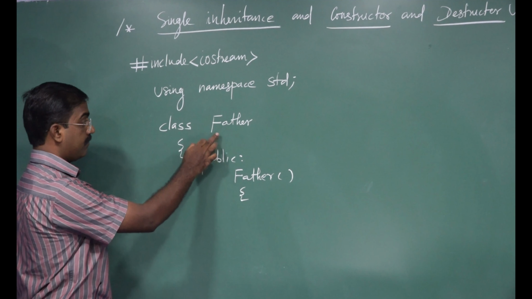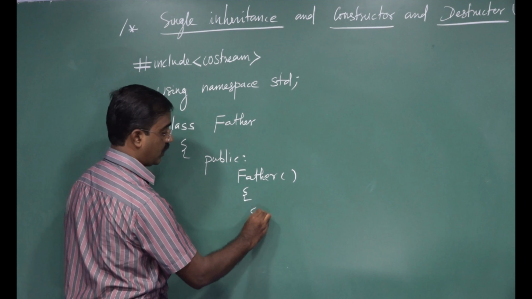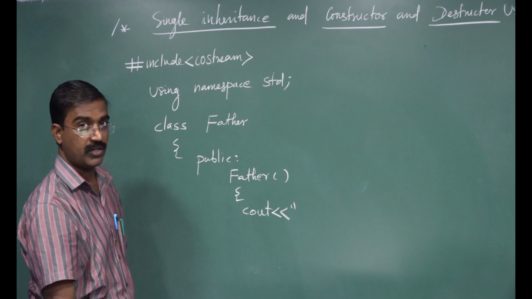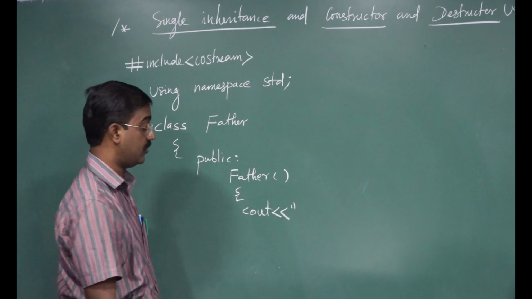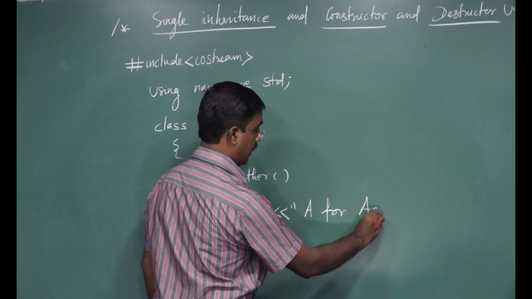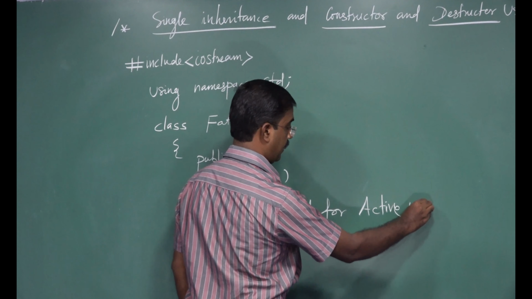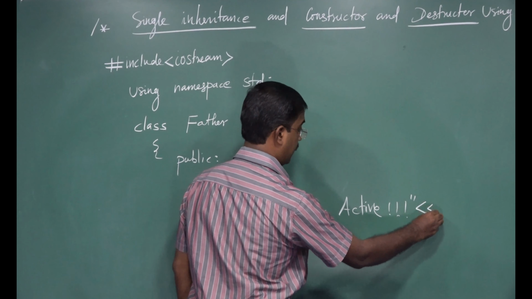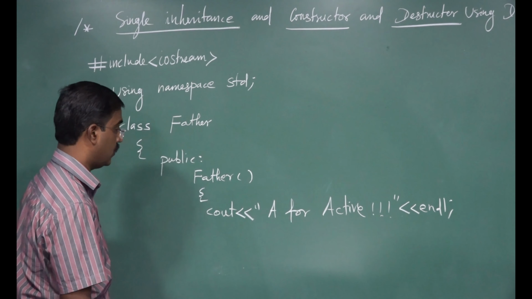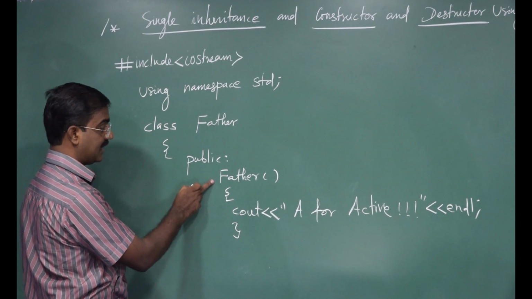The class name is Father and the constructor name is Father, but we want to see an output, alphabetically. We know A for active. So, A for active. In that statement also endl. That's why we declare endl, close it, and then close the brace. This is a constructor.